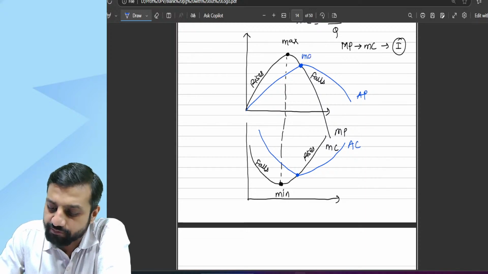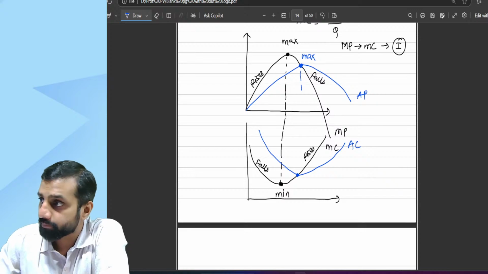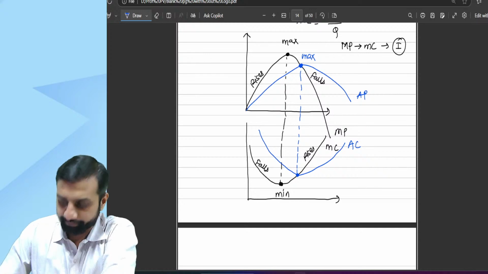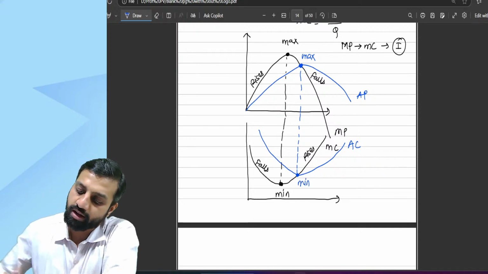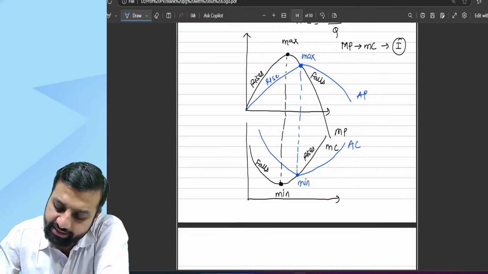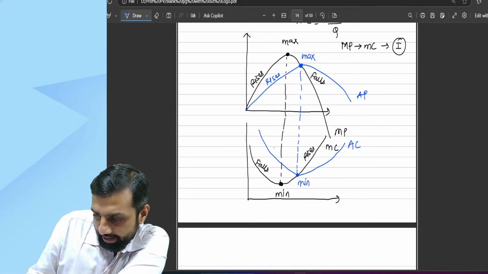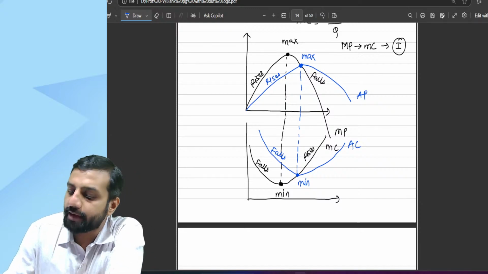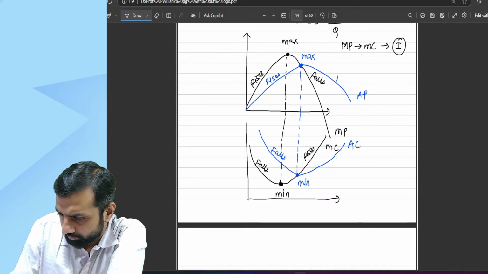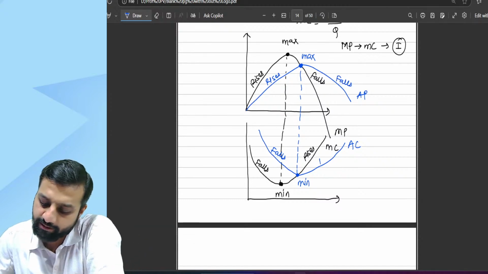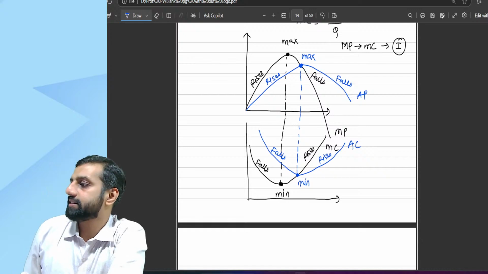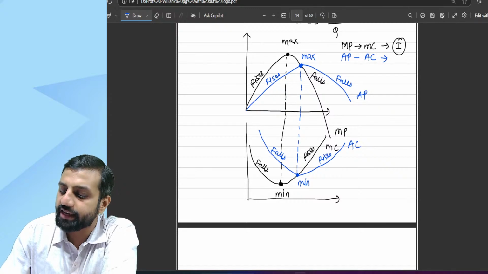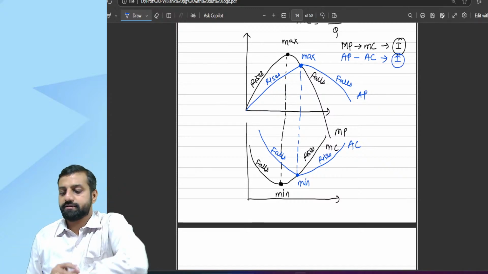When AP is maximum, AC is minimum. When AP rises, AC falls. When AP falls, AC rises. So the relationship between AP and AC is also inverse.